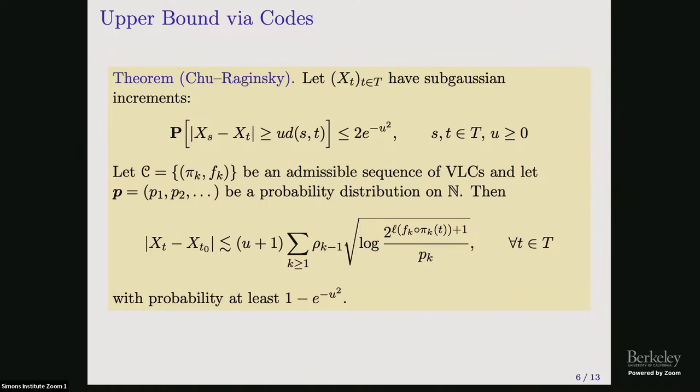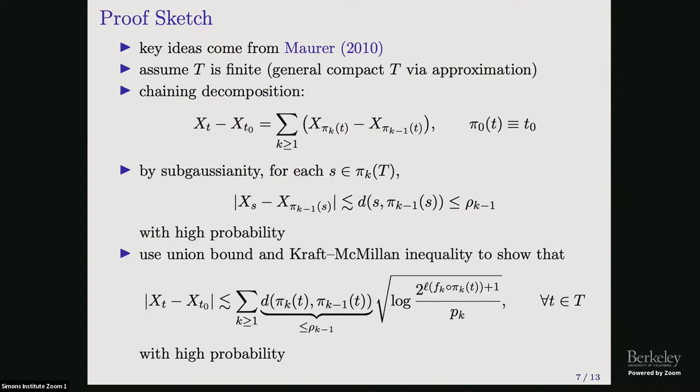But operationally, you'll see that there's a mixture representation. The point is that this looks unwieldy. But I'll explain where the key idea of the proof is. The main idea really comes from this paper of Maurer. We just noticed a few things that he didn't, and streamlined a few things.